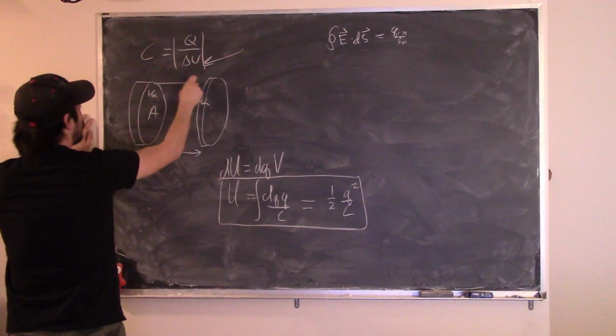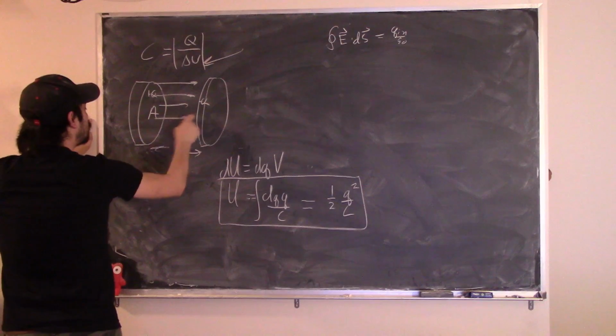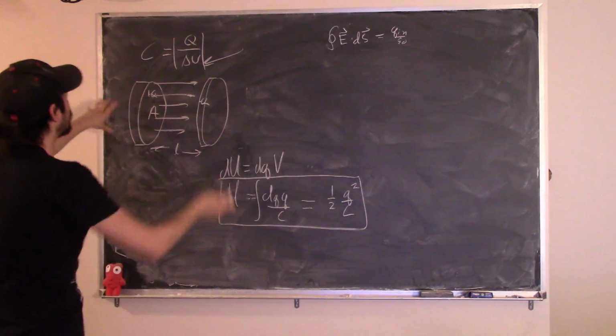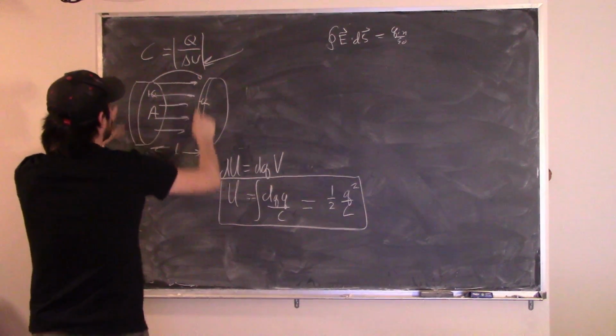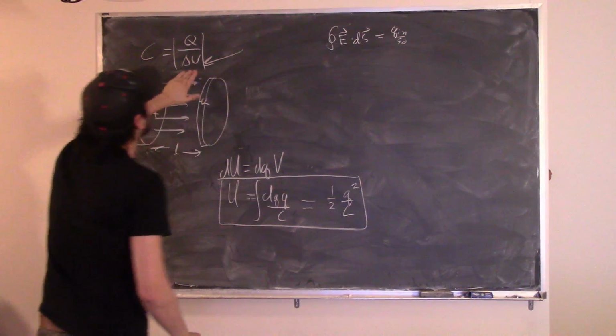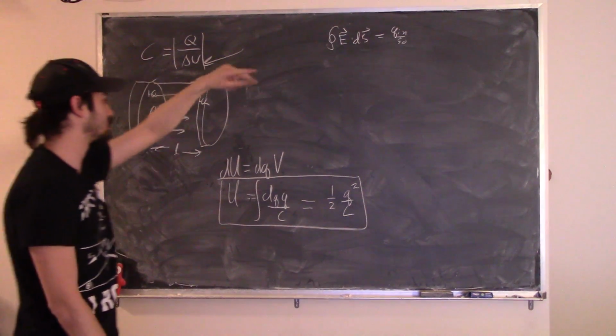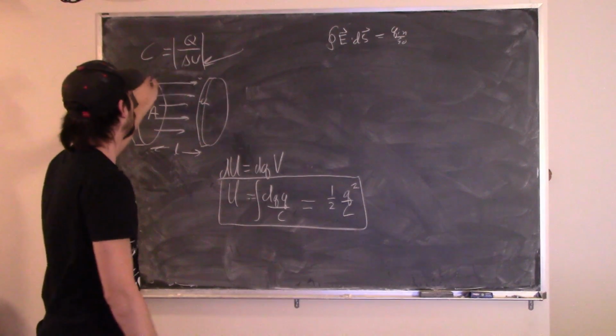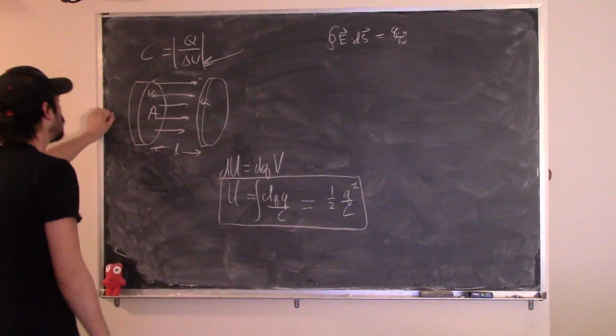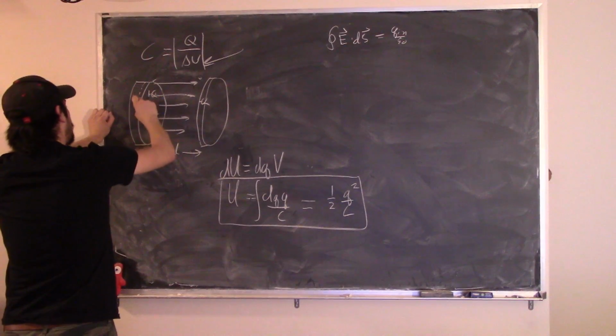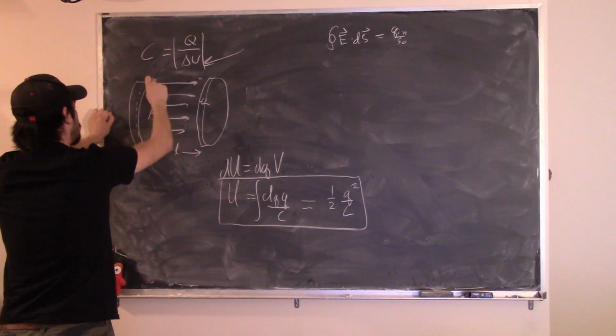And I'm going to make an approximation here to say that these plates are close enough together so that the electric field is always in this direction. It's not really. It would bend something like this, but I'm making that approximation because I want to use Gauss's law, and it would be very hard if this was bending like this. Okay.